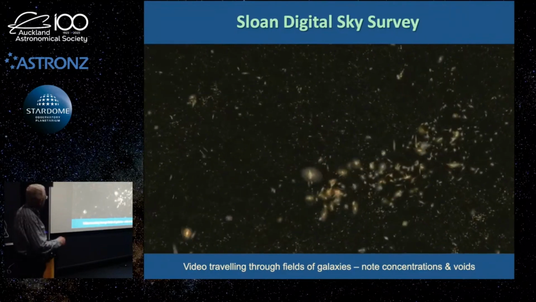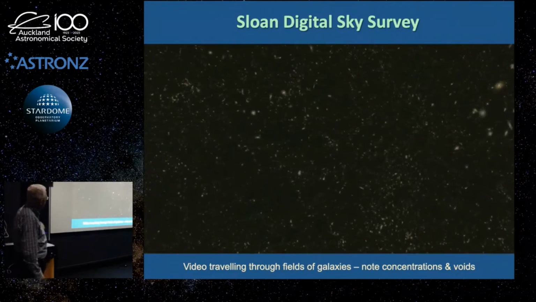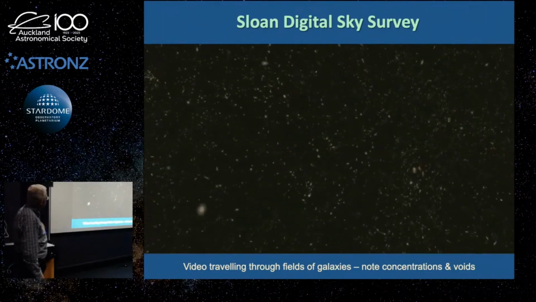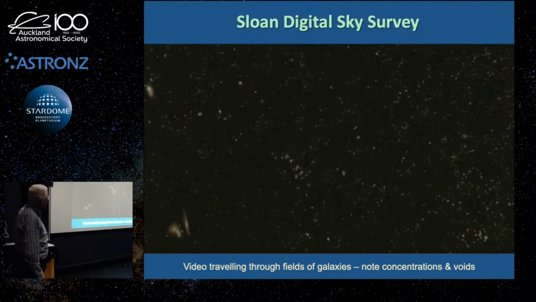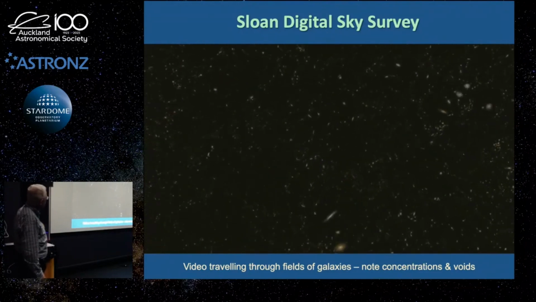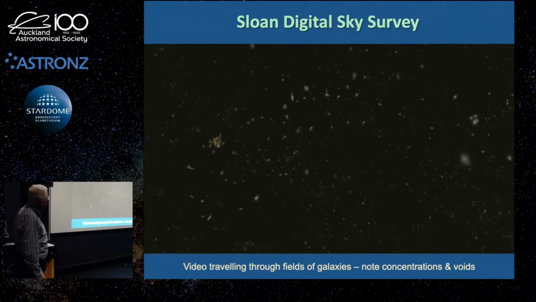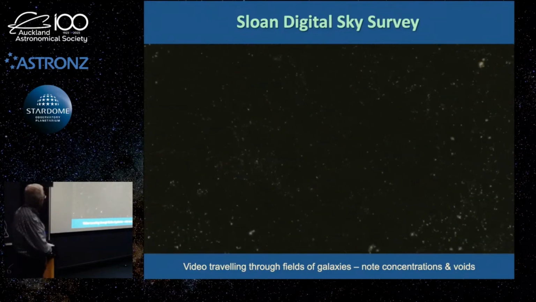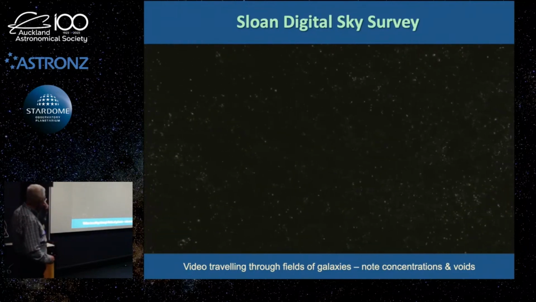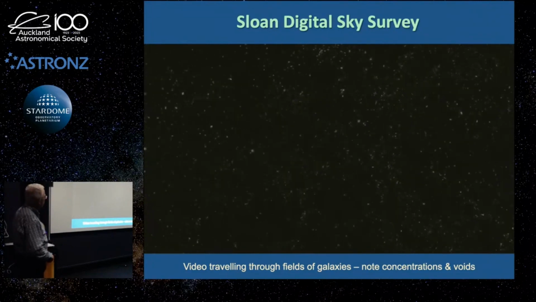You can see there's all your voids here. Like here's a nice sheet filament of galaxy clusters. So that's real data. You can sort of make it out there, can't you? It looks like a web. I can sit and watch that all night. It's pretty cool.